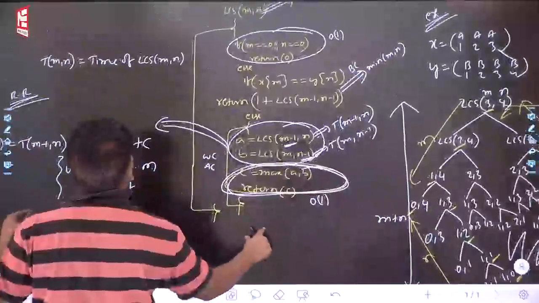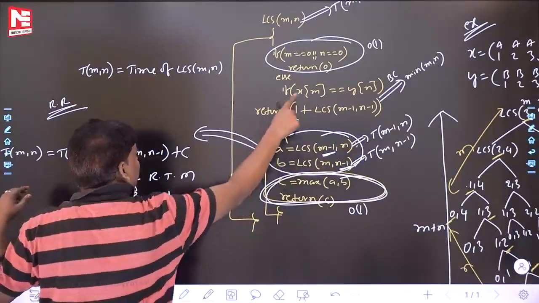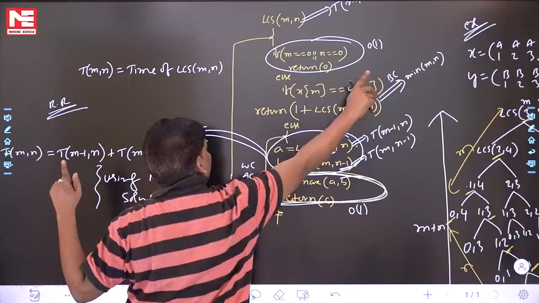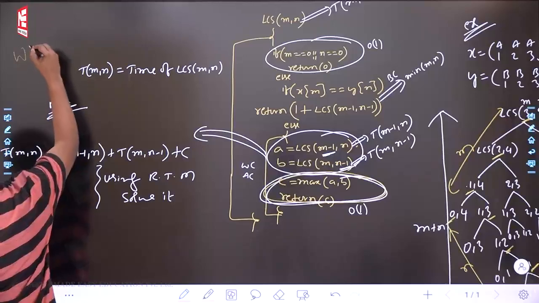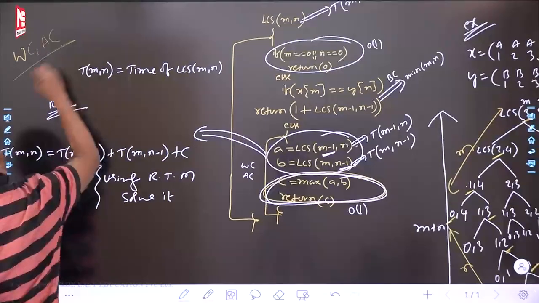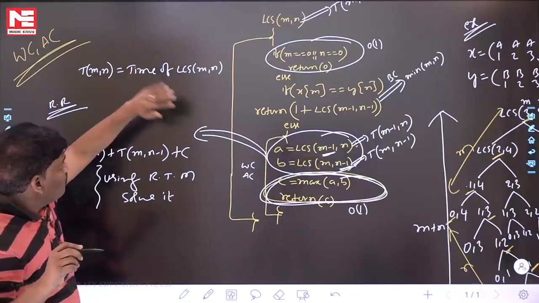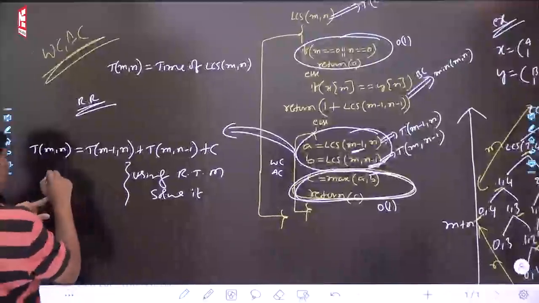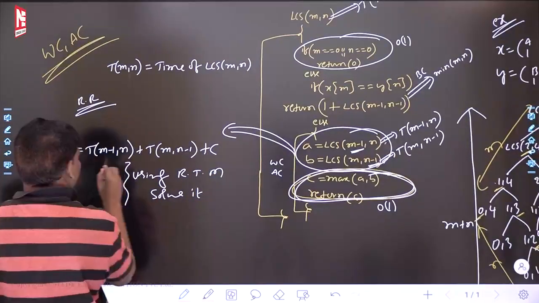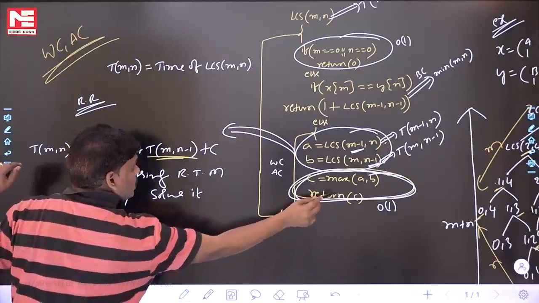See this one. I am analyzing this recursive program. Best case is minimum of m comma n, I am okay with that. This entire story that I am discussing is the worst case and average case. Let me write. So, the time complexity of LCS of m comma n is T of m comma n. The recurrence relation: T of m comma n is equal to the left call plus the right call, and one function costs constant.